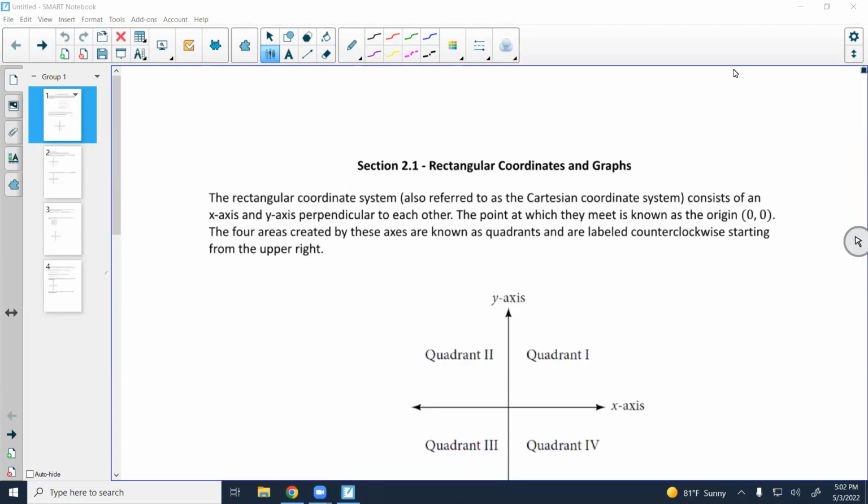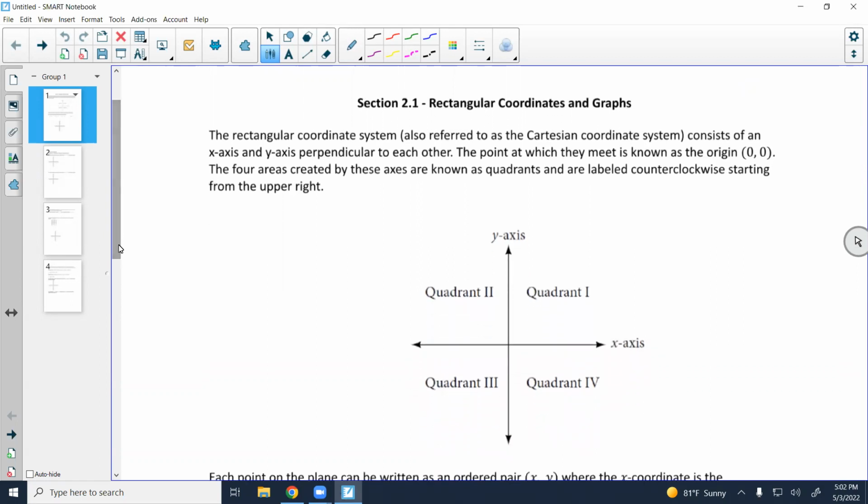Okay. So today we're looking at section 2.1, rectangular coordinates and graphs. Now the rectangular coordinate system, also known as the Cartesian coordinate system, consists of an x and a y axis, which are perpendicular to each other. The point at which they meet is known as the origin, denoted (0, 0). And the four areas created by these axes are known as quadrants, labeled counterclockwise, quadrant 1, 2, 3, and 4.